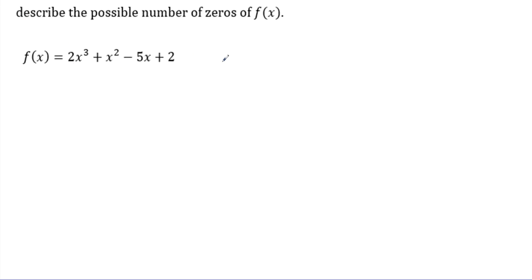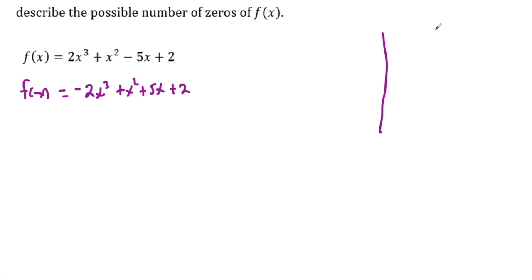One more example. So again, I'm going to go ahead and do my f of negative x. Go ahead and do that. That's going to change the sign to negative 2x cubed. That's going to stay the same. That's going to change. And that's going to stay the same. Let's do my PNI chart.